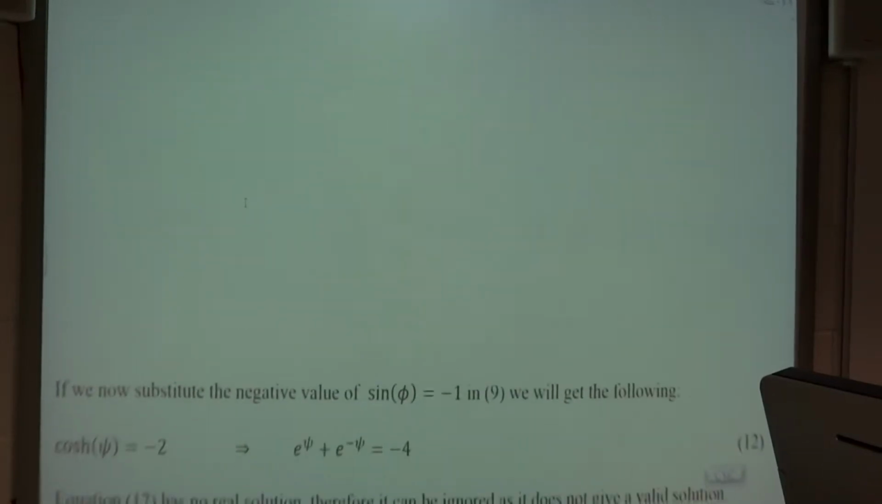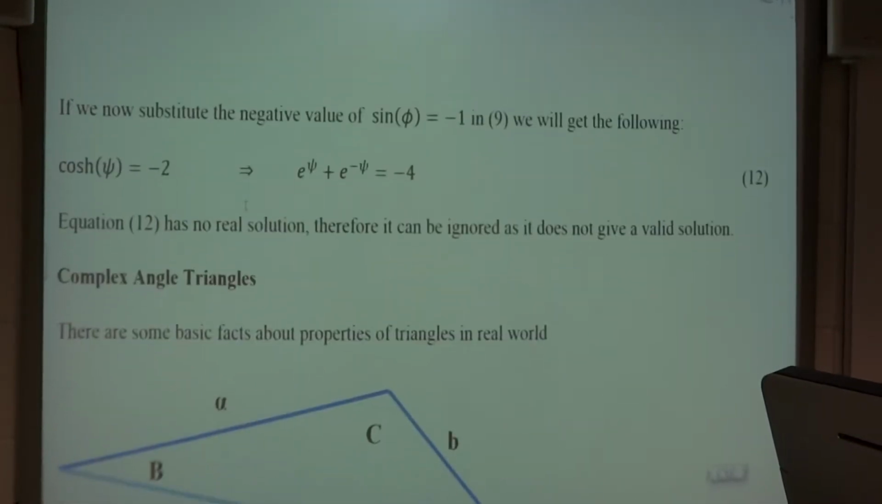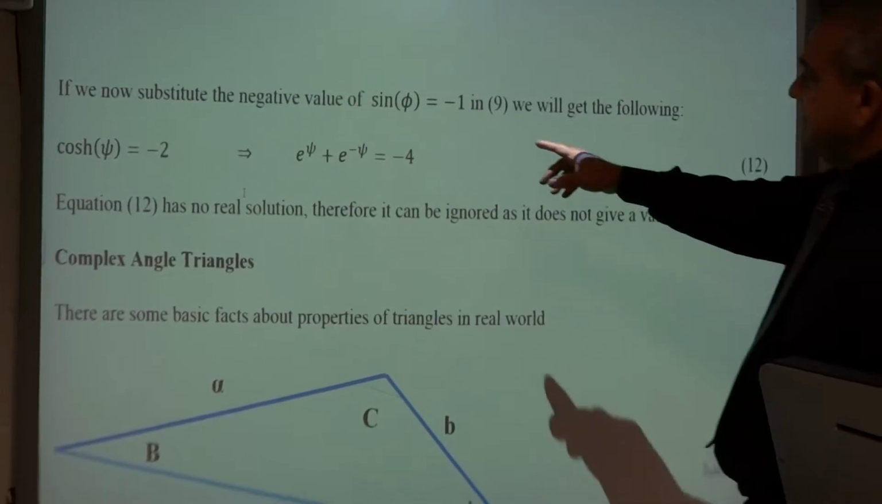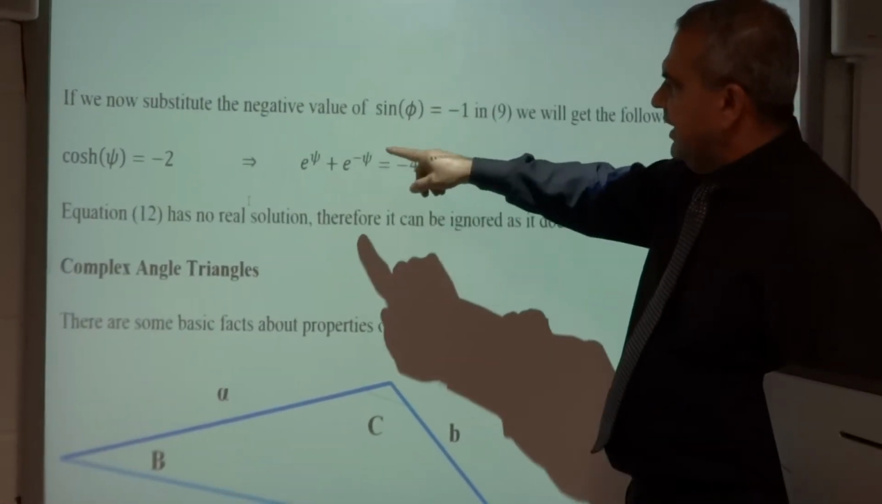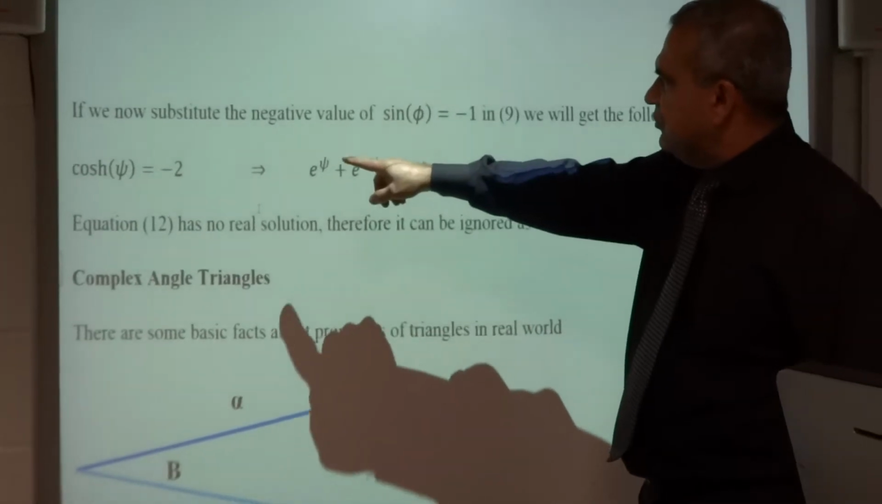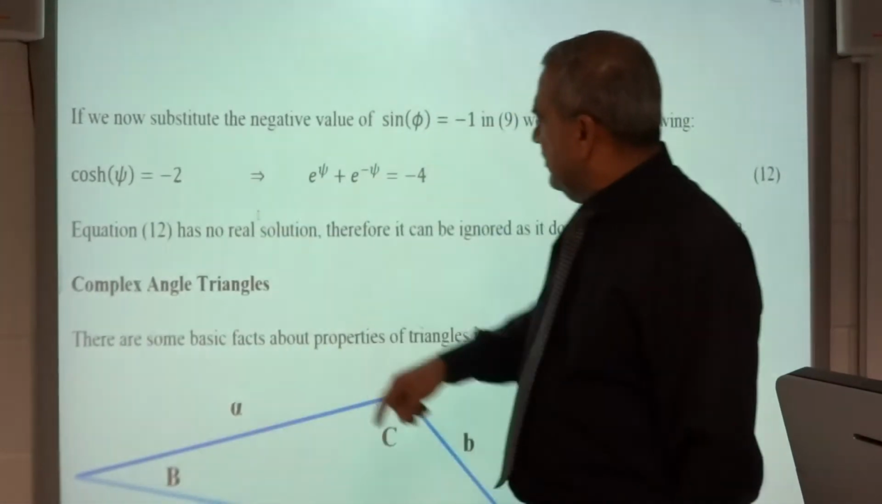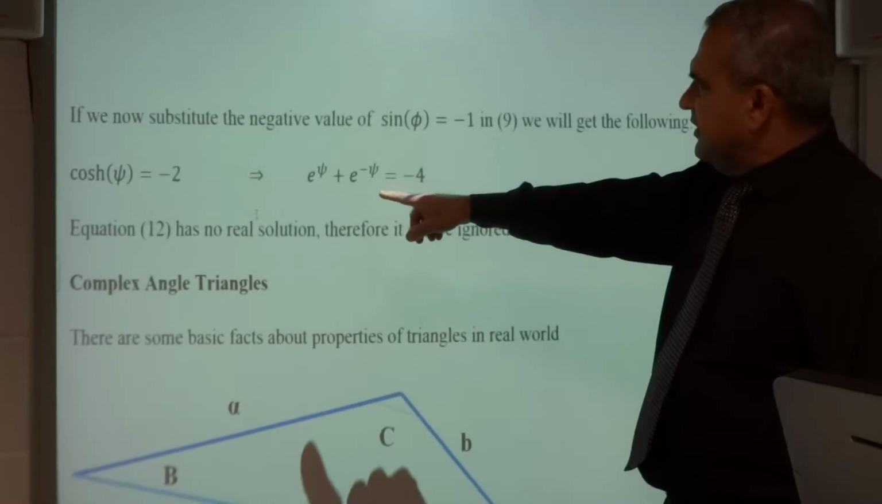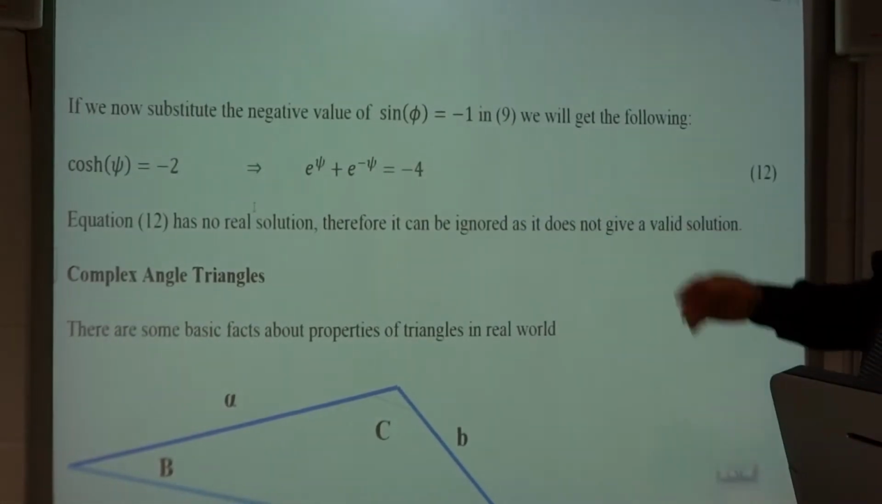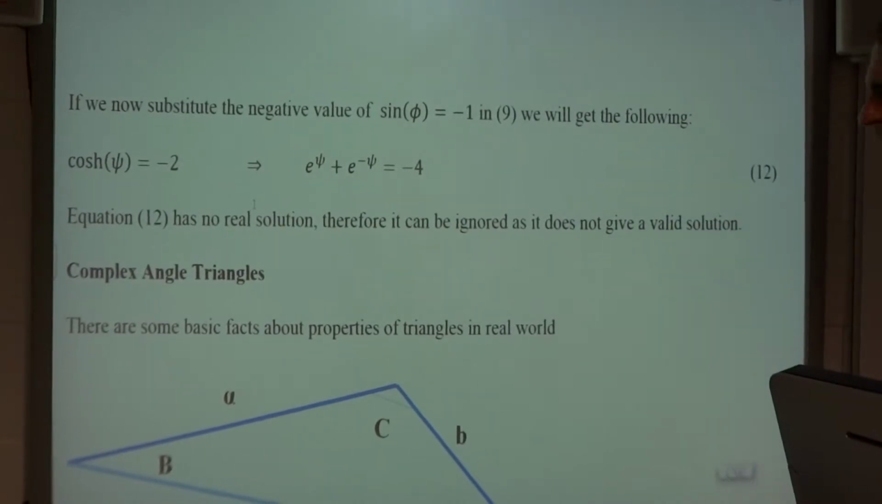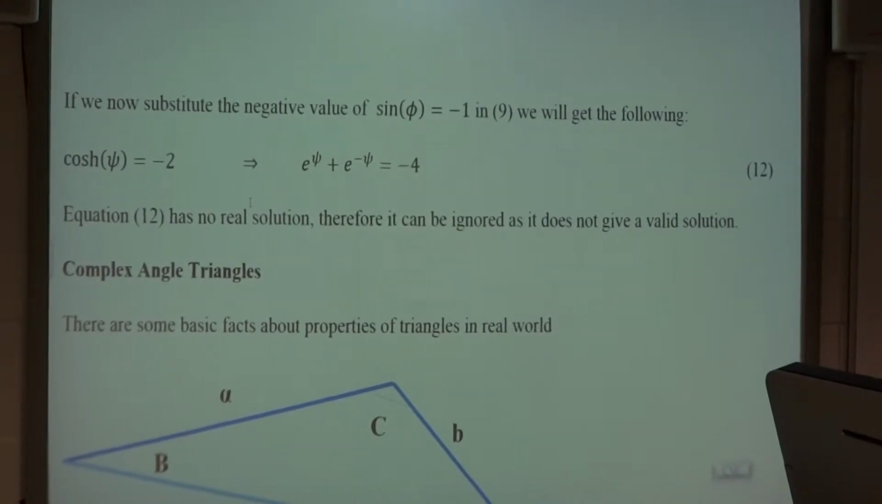So now we come to the next stage. If we now substitute the negative value, because don't forget we had either a positive or negative value, we will get a different solution, which is equal to minus 2, and then this one, if we solve it, can be ignored because it does not give a valid solution. This is obvious from the basics of calculation.